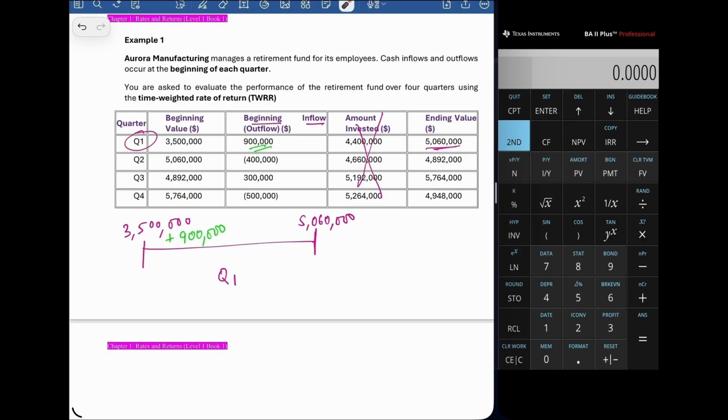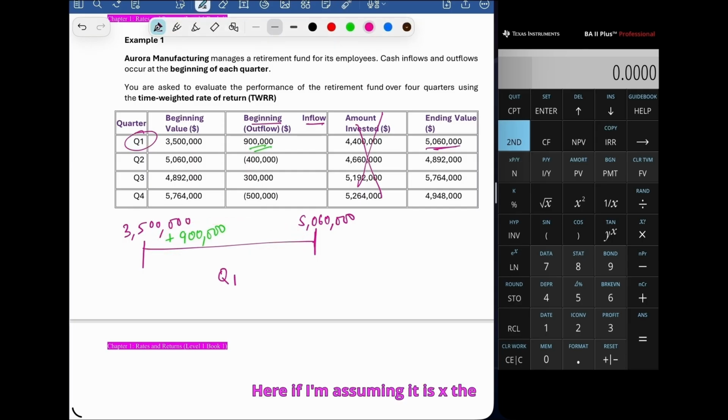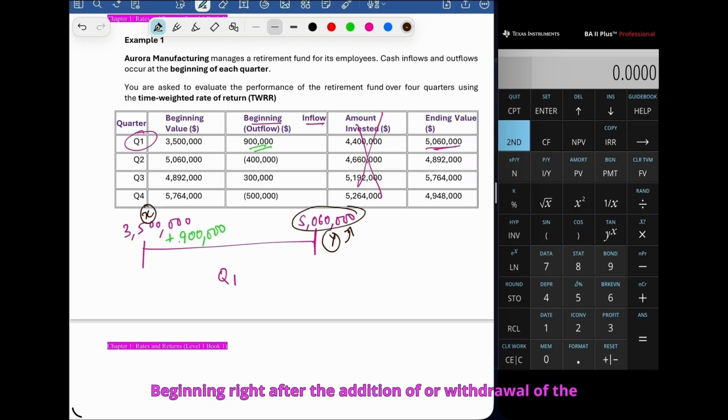So when I told you how we are going to calculate your holding period return, for this entire period, if I'm assuming the beginning is X and the end is Y, the Y value is this one, 5060000. What will the X value be? Beginning, right after the addition or withdrawal of the fund.